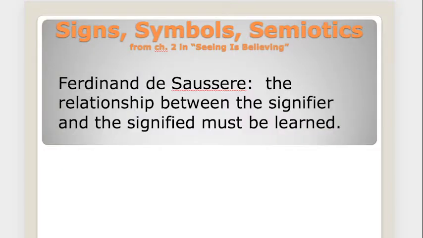Peirce: an icon, an index, and a symbol. Know those terms. Now, according to Ferdinand de Saussure, the relationship between the signifier and what it means, the marker, must be learned. We have to communicate that to someone else.